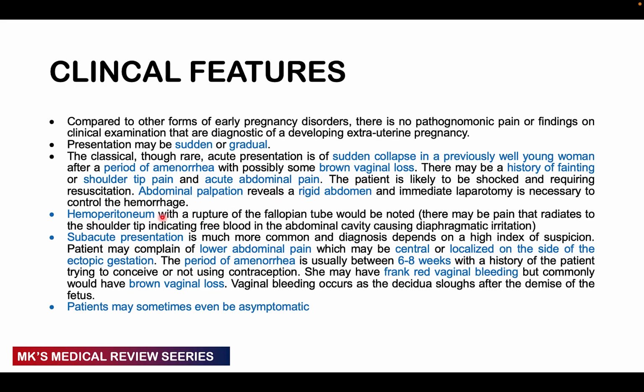Sometimes they may get this hemoperitoneum, like I told you, where you have this rupture of the fallopian tube, and this is going to cause free blood in the abdominal cavity, causing diaphragmatic irritation, and this is going to be referred to the tip of the shoulder. You may sometimes get a subacute presentation, which is much more common, and here the diagnosis needs a very high index of suspicion. You get this low abdominal pain, which may sometimes be centralized, sometimes localized to the side where the ectopic pregnancy is.